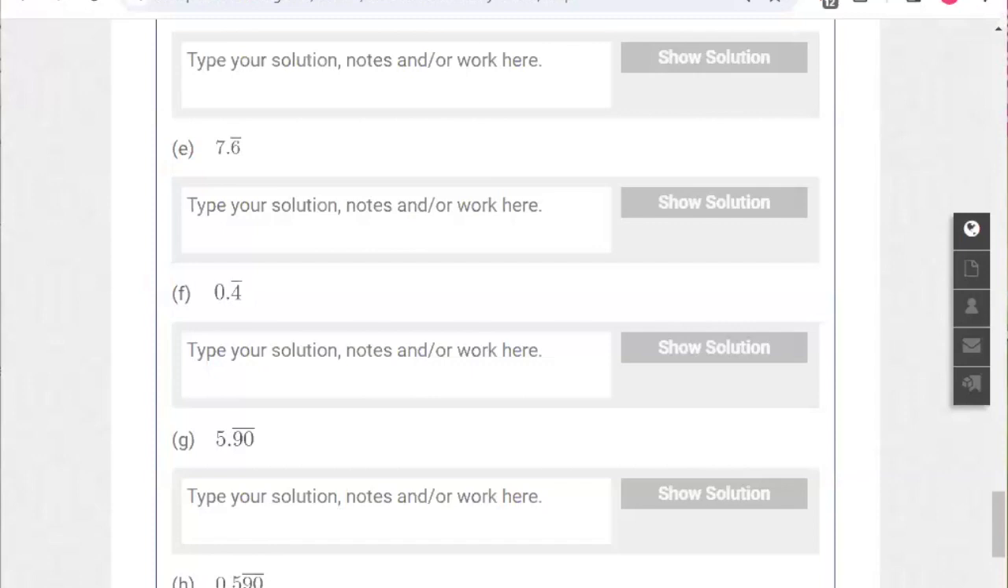Jessica. 0.4 repeated. How do you convert this to a fraction? Times, go for it. Multiply 10. So we're going to have x is equal to 0.4 repeat. And I agree with you, multiply it by 10. And you're going to get 4.4 repeat.